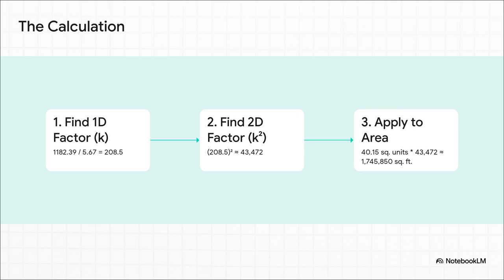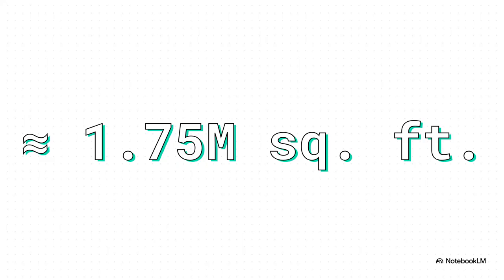So let's walk through the final steps. Step 1, we find our 1D factor, k, which we already know is 208.5. Step 2, and this is the crucial part, we find the 2D factor by squaring it. So k squared is a whopping 43,472, roughly. And finally, step 3, we apply that number to our model's area. So 40.15 square units times 43,472, and that gives us our final answer. And there it is. The total area of Campus Lake is approximately 1.75 million square feet. We actually did it. We started with just one single line, and using a little dimensional thinking, we found the area of the entire complex shape.